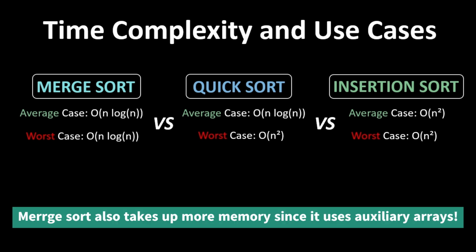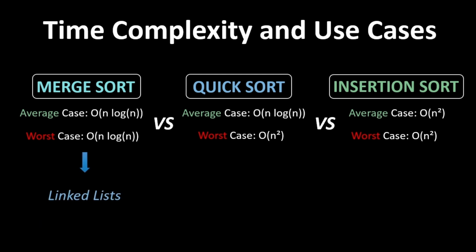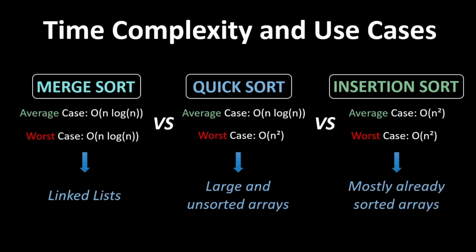Now, as for when you should use them, based on their complexities, merge sort is usually better for linked lists, while quicksort is usually better for large and really unsorted arrays. Although if it is really well optimized, it is usually faster than merge sort in most cases. Insertion sort, on the other hand, although seemingly has a worse time complexity in both average and worst cases, still has its uses, for example when you have small or somewhat already sorted arrays.